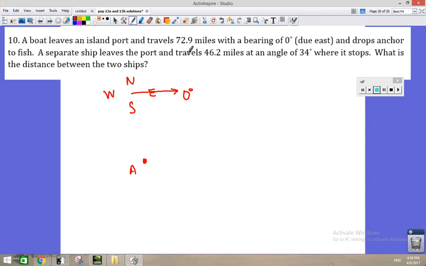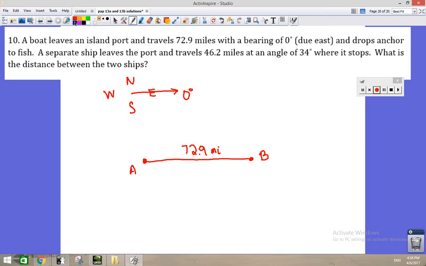The first boat travels due east, or 0 degrees. It stops here, and it says it drops anchor. It tells us the distance that it traveled, 72.9 miles. All right, so let's call that location point B.